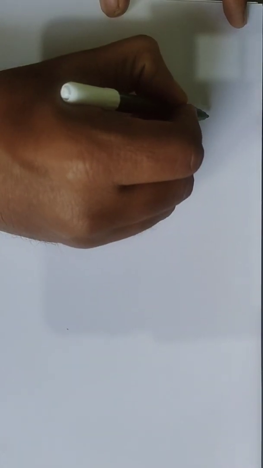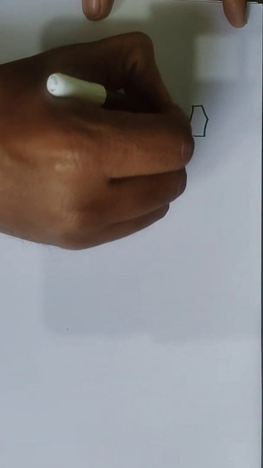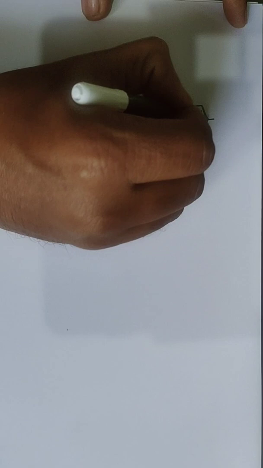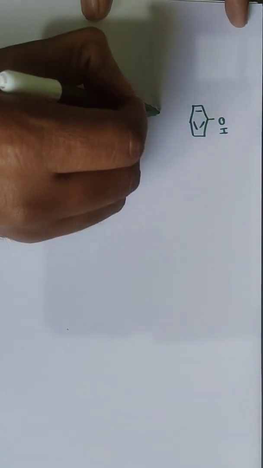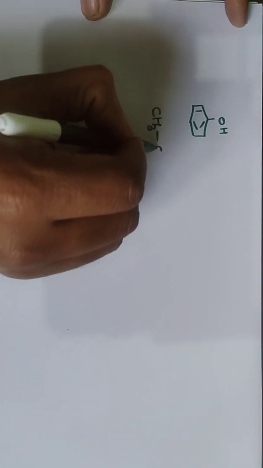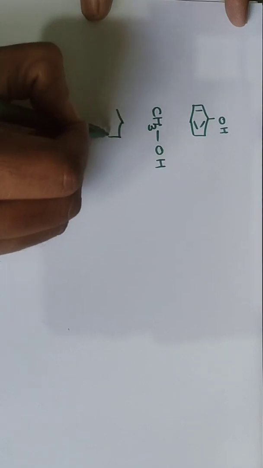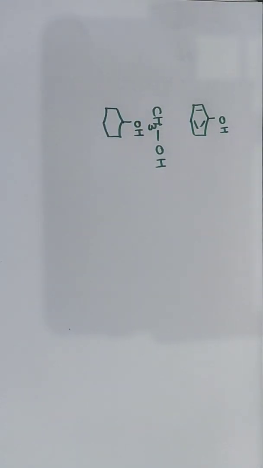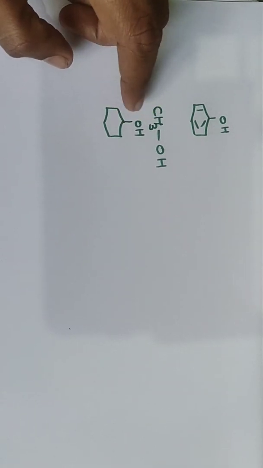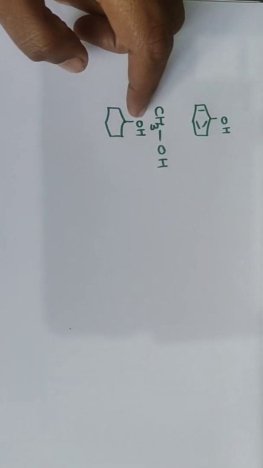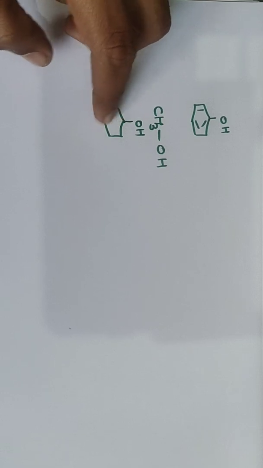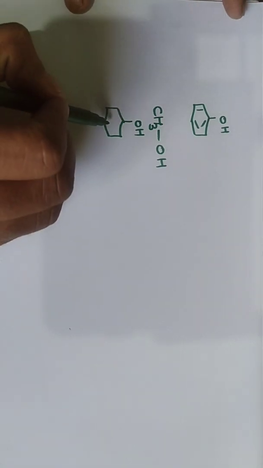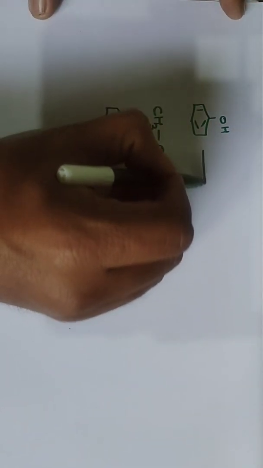Let us take an example. This is a phenol. This is an alcohol, a hexanol. Both are phenols only. Sorry, both are alcohols only. This is a phenol because here the OH is attached to a ring, but this ring is not aromatic, so it cannot be referred to as a phenol. This is an alcohol only. So what happens here?